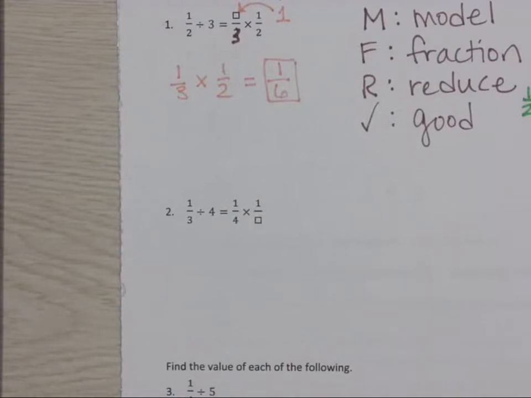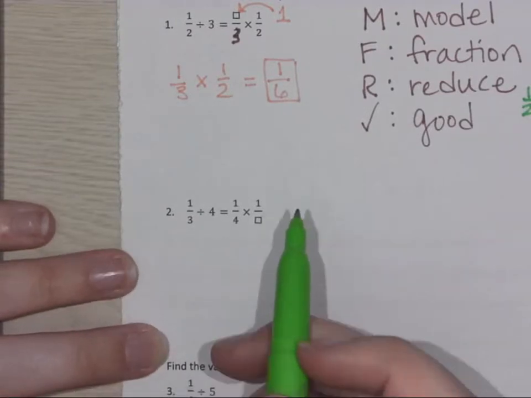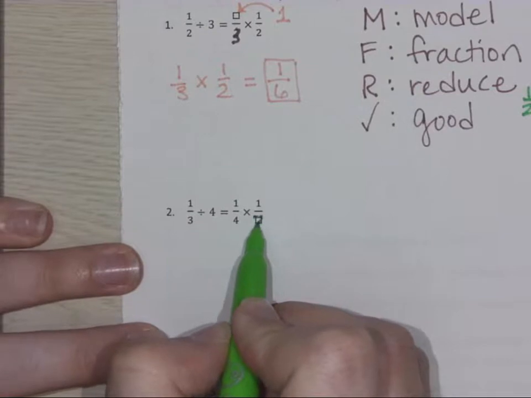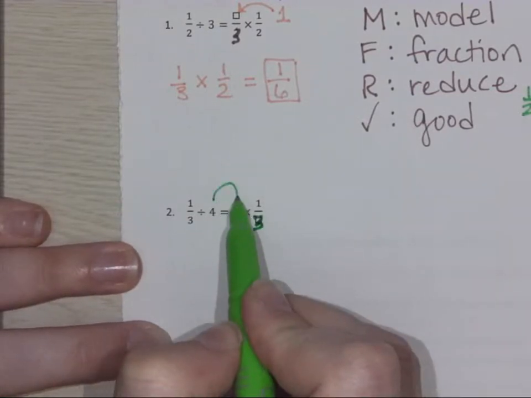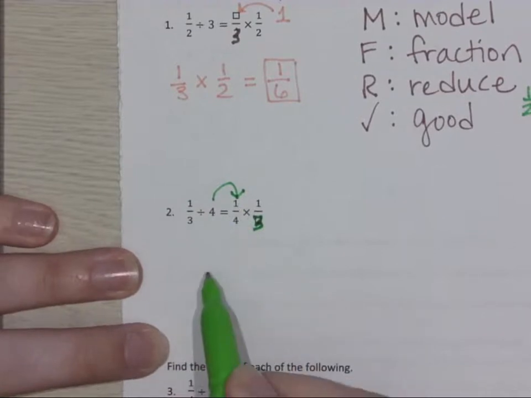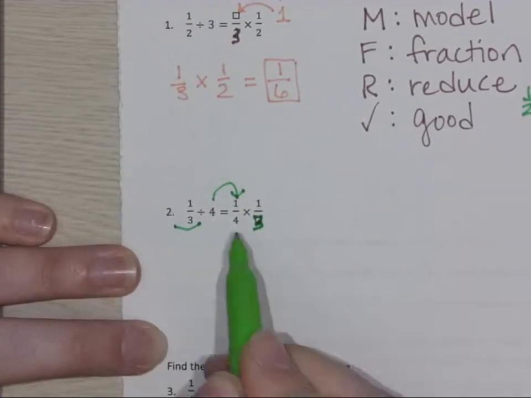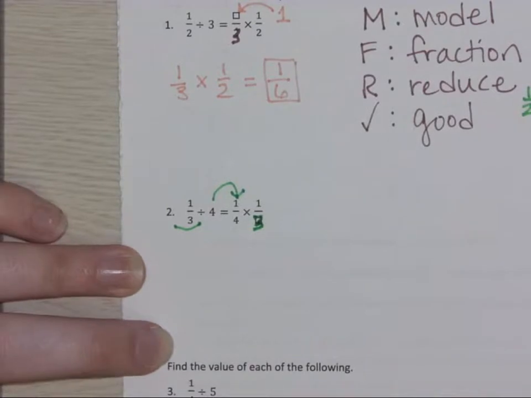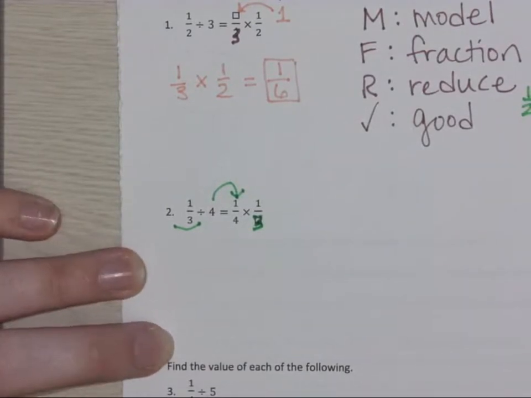1/3 divided by 4 is the same as 1/4 times what? Can you say it louder? 1/4 times 1/3. Good. Because they've already shown us the reciprocal of 4, it's 1/4. We're keeping our 1/3. We just need to move it over. 1/3 times 1/4, 1/4 times 1/3, same thing.